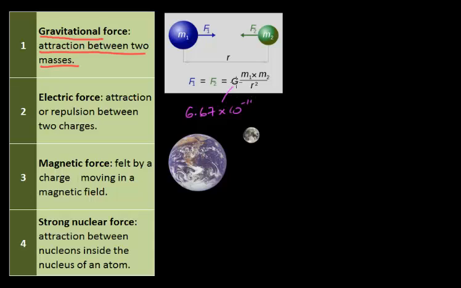How do we know the units of G? Well, on this equation, let's multiply by r squared and divide by m1, m2 on both sides. We obtain something in newtons times meter squared divided by kilogram squared, so N m² per kg².